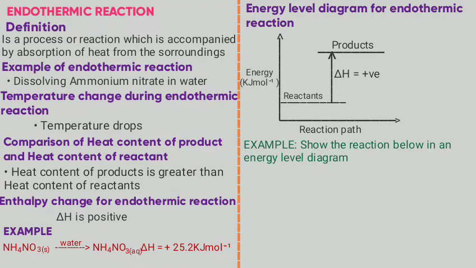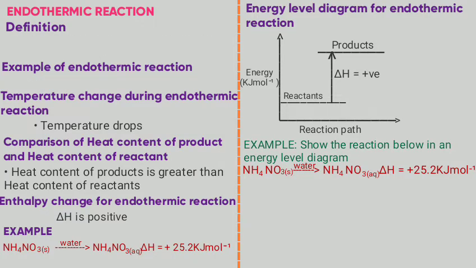An example: show the following in an energy level diagram. Ammonium nitrate solid gives ammonium nitrate aqueous, delta H plus 25.2 kilojoules per mole. It is shown below.